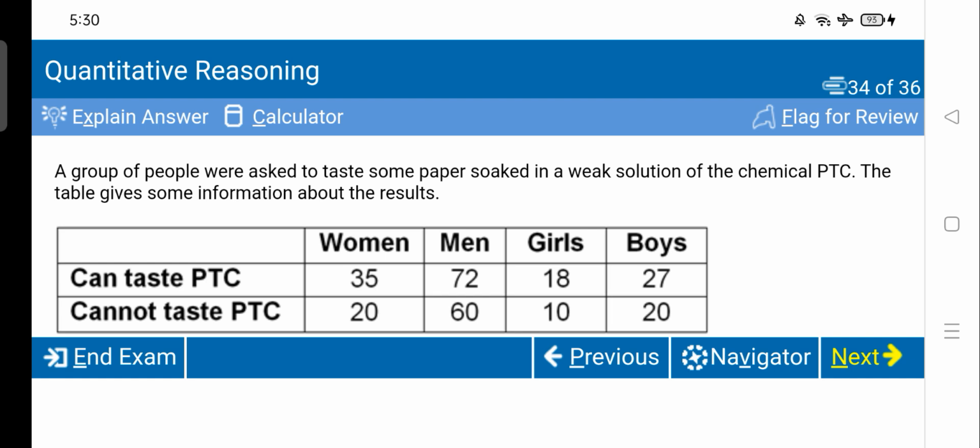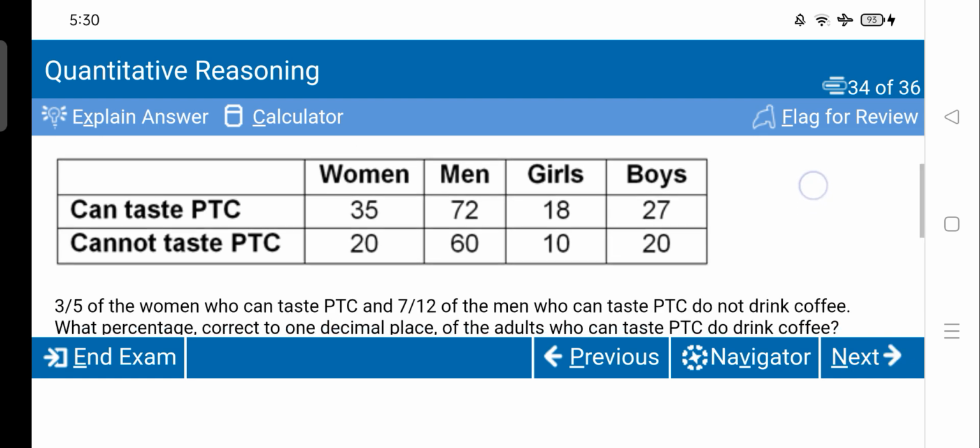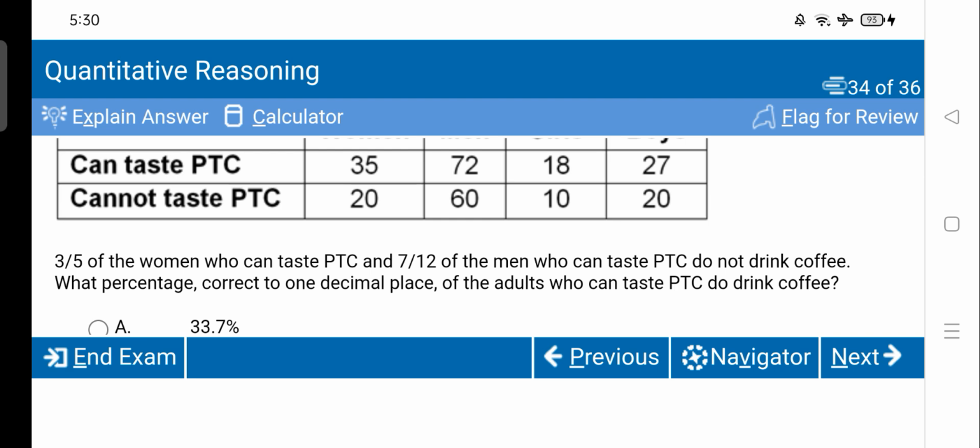Next question, we have the same statement with the same table. And the question is: 3 by 5 of the women who can taste PTC and 7 by 12 of the men who can taste PTC do not drink coffee. So what percentage, correct to one decimal place, of the adults who can taste PTC do not drink coffee?